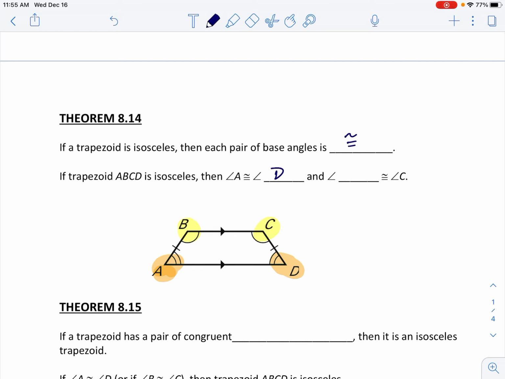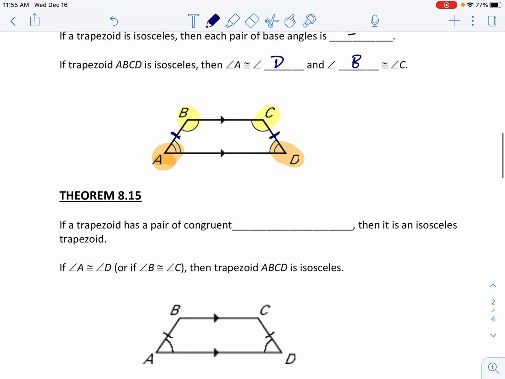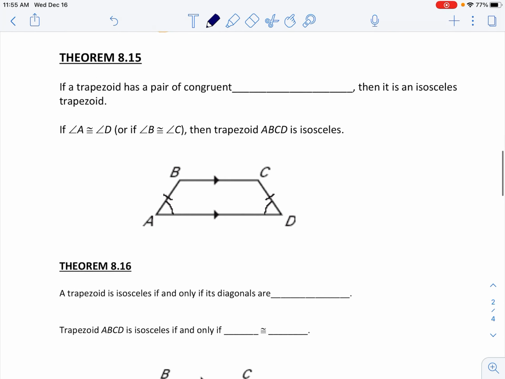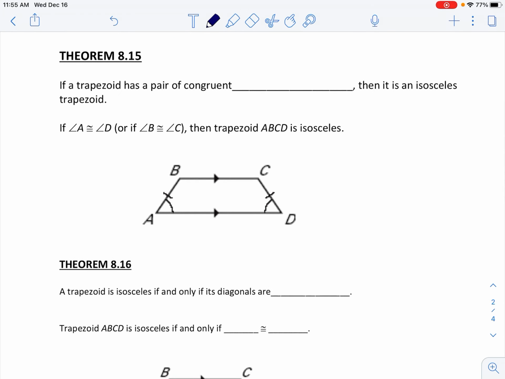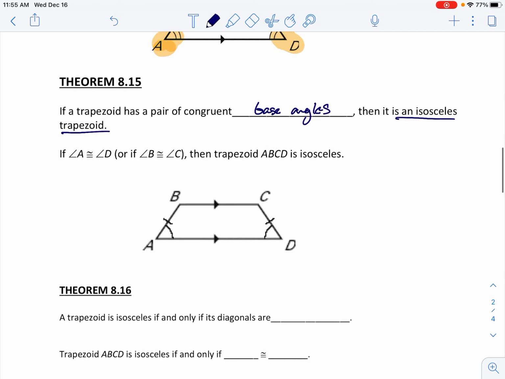So A and D are congruent, and then B and C are congruent. That's because, again, this is an isosceles trapezoid. It has these congruent legs. So we can actually reverse this as well. If we have a trapezoid and we know a pair of base angles are congruent, then we can conclude it is an isosceles trapezoid. So it goes both ways.